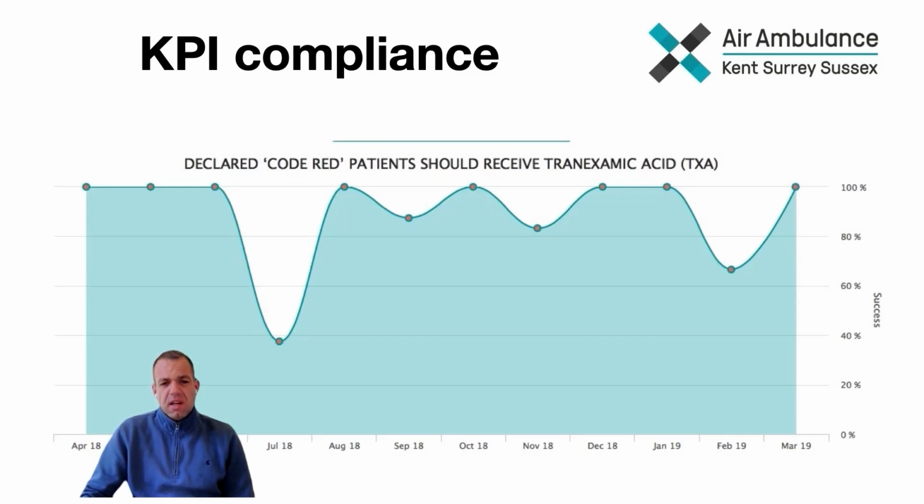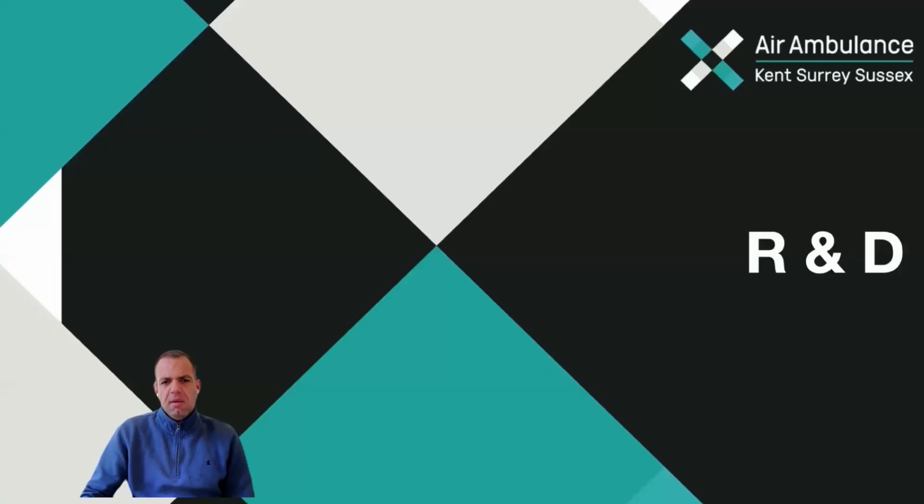So you can see here, just by marking on your monitor when TXA was given and the time, we can look at our KPIs and have a month by month breakdown and say, hey, how are we doing? And in those months that we're not doing so well, we can have a big push and say, come on guys, we've got to get our KPI performance a bit better. So clinical governance, patient safety, really important to get high quality data, and transmitting is going to be helpful.